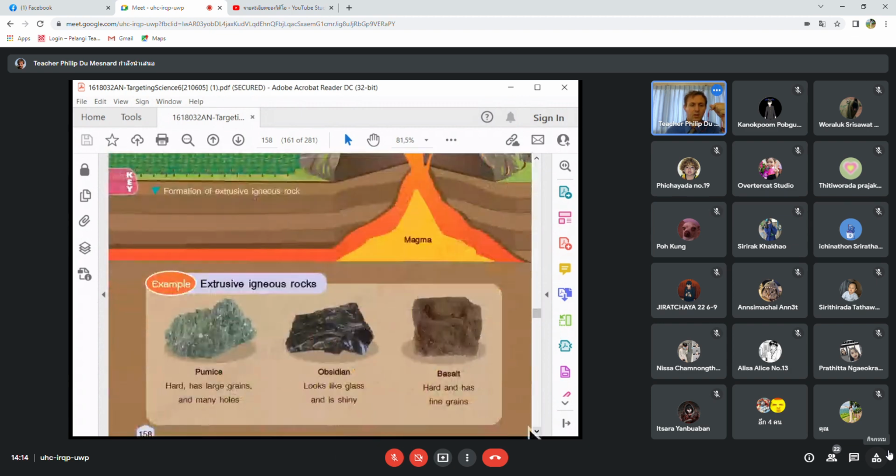Okay, so here are some examples of extrusive rocks on the outside of the mountain. Pumice, obsidian, and basalt. This one we also call volcanic glass. It really does look like glass, but it is black. And basalt, which is a hard rock with fine grains, and pumice. I think pumice is not very hard. It has holes inside.